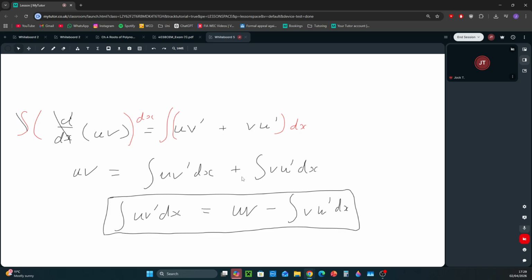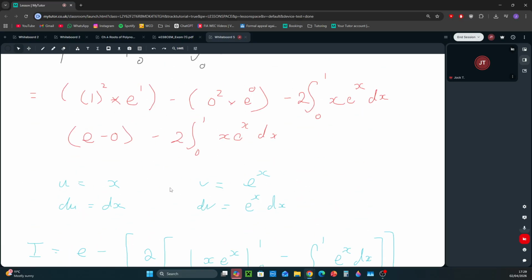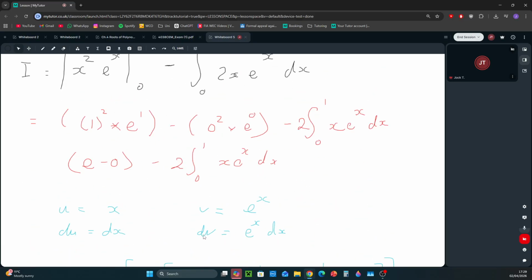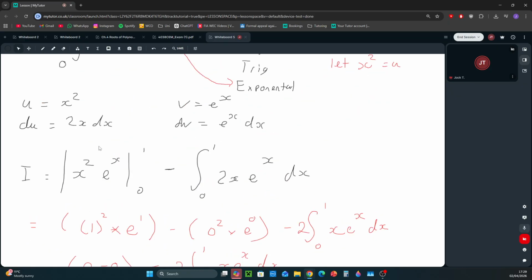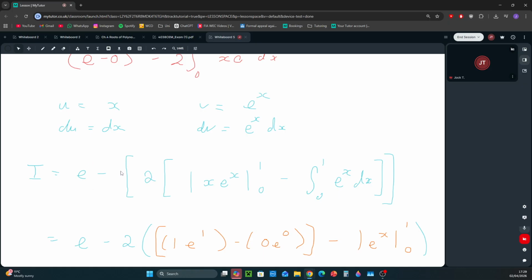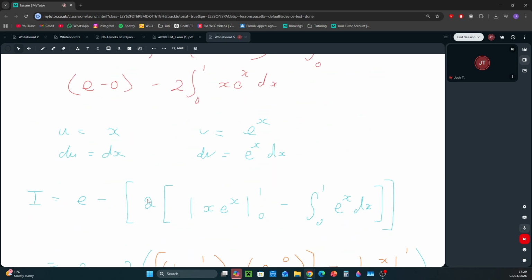So same logic. Look at our LIATE. What's before what? We've still got algebra and exponential, so x is still going to be our u term, e to the x dx is still going to be our dv term. So differentiate x, you just get 1, so du is dx. Integrate e to the x dx, you just get e to the x. So again, same thing. We've still got this e term from this bit here, so we're going to put this to the side, and then we're basically timesing this integral by a factor of -2. So I've pulled that out.